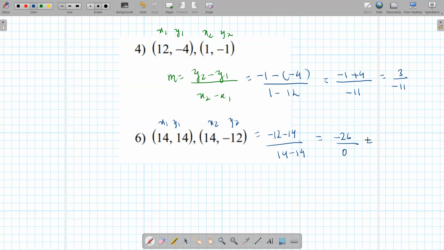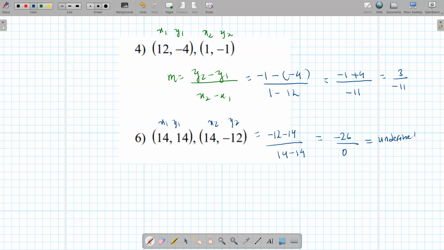You can't do that. Don't make this mistake. -26 over 0 is not 0. But you can have 0 over -26. If 0 is in the numerator, then it's always 0. This is fine. But if 0 is in the denominator, you can't compute this. This is undefined.